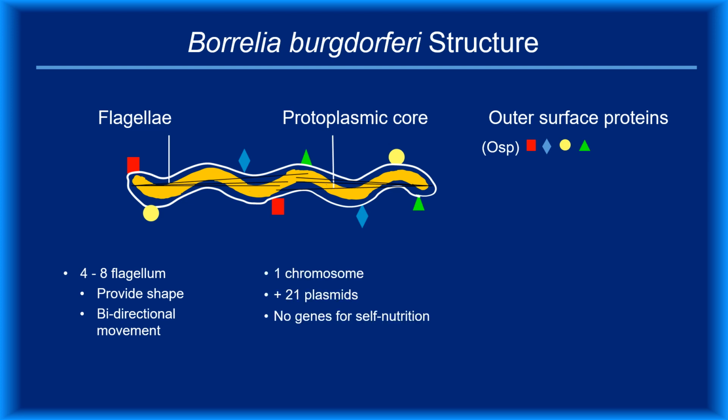The genome consists of a single linear chromosome and up to 21 plasmids. This allows for rapid exchange of genetic material between organisms and gives rise to a large number of borrelial strains. Despite its genomic complexity, Borrelia burgdorferi lacks the ability to synthesize its own nutrients.